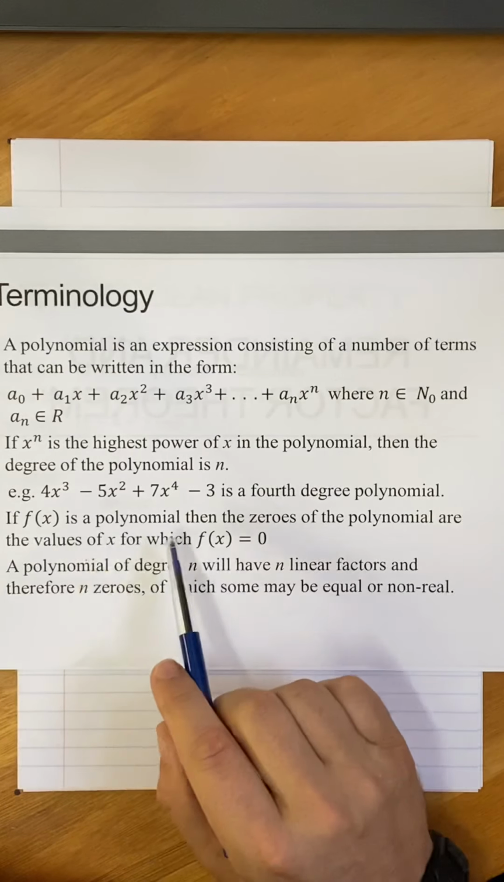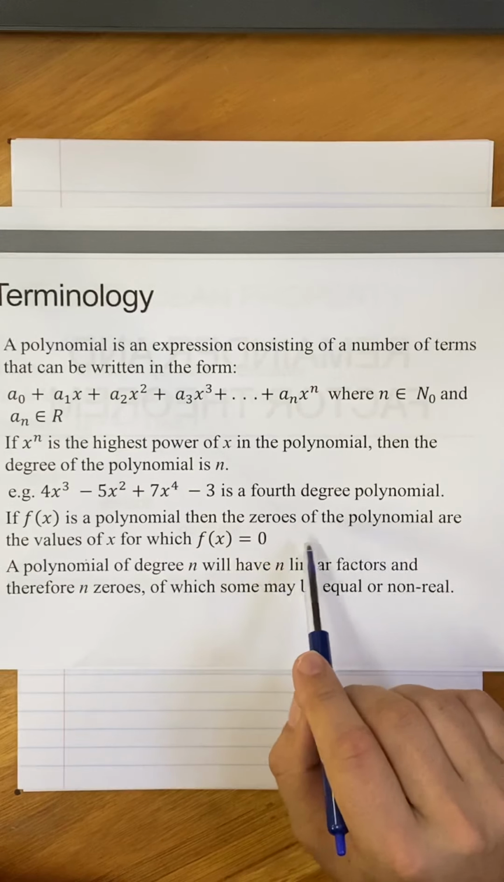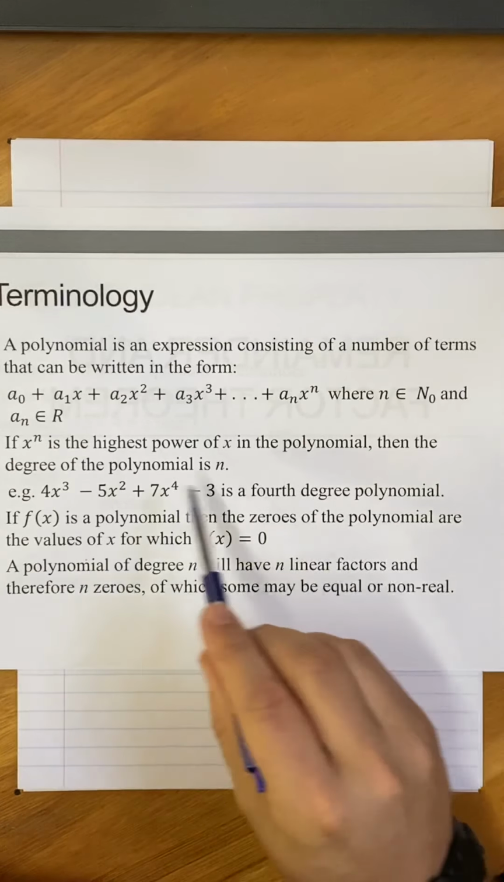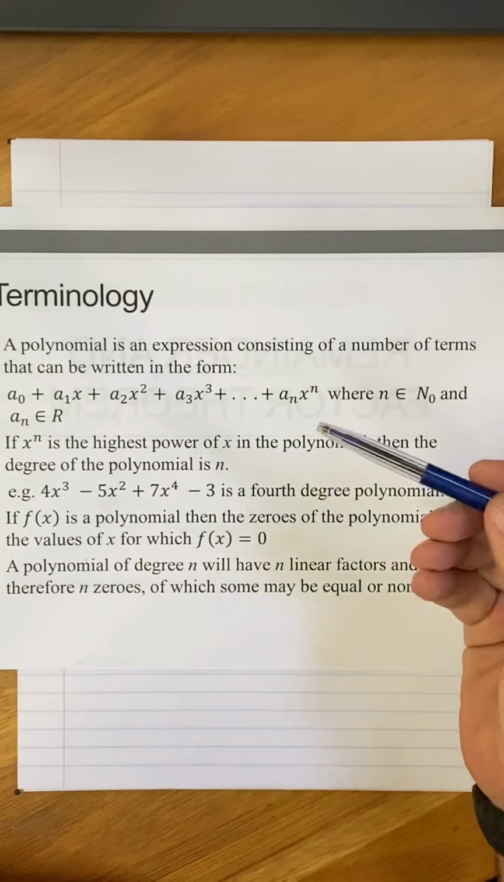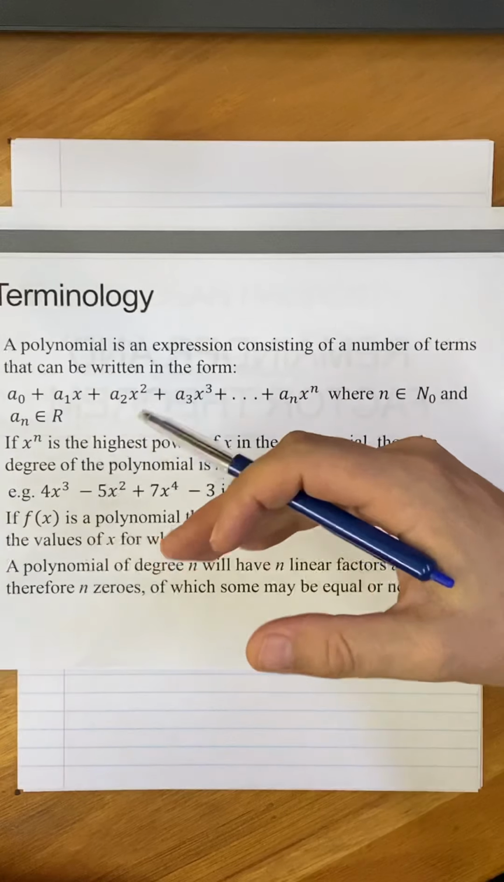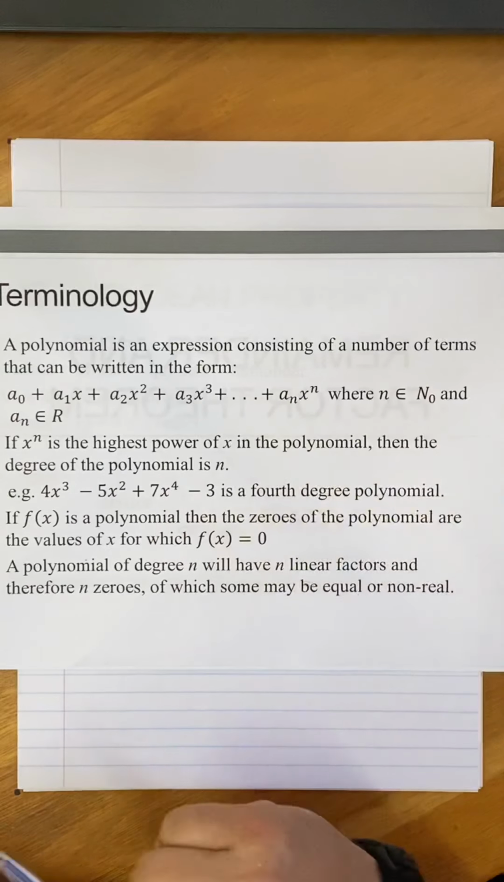If f of x is a polynomial, then the zeros of the polynomial are the values of x for which f of x is equal to 0. You guys have done this for me before, when you set something equal to 0 and then you solve for x, and at the end you say x is equal to, or x is equal to, and so on.